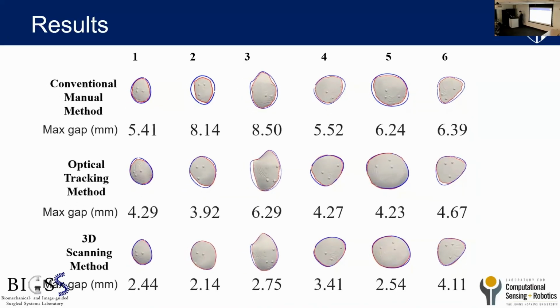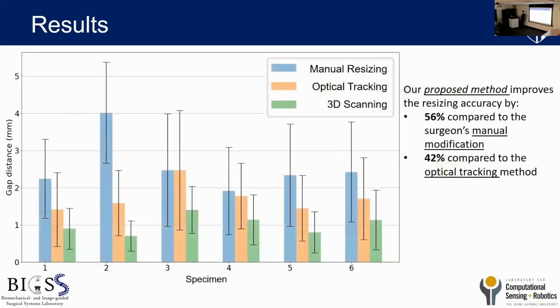And here are the results of the maximum gaps by the manual method and the optical tracking method. It shows that our approach has the minimal maximum gaps. And this is the result of the mean gap distance and their standard deviation. This shows that our system improved the resizing accuracy by 56% compared to the manual approach, and 42% compared to the previous optical tracking method.